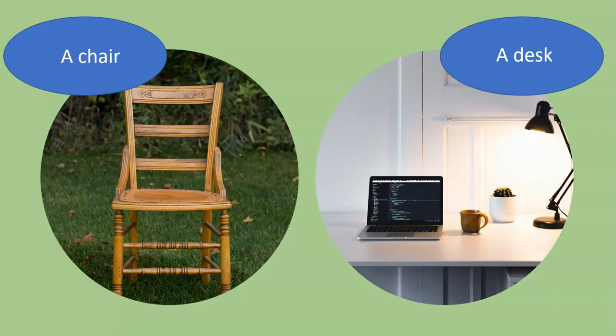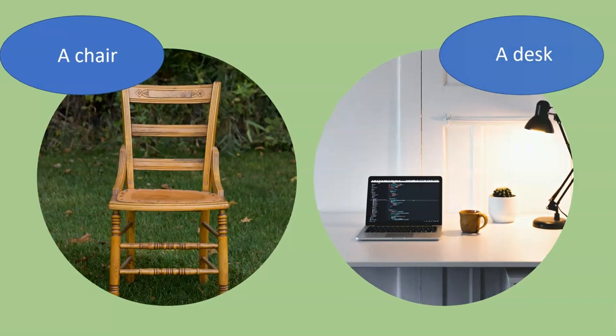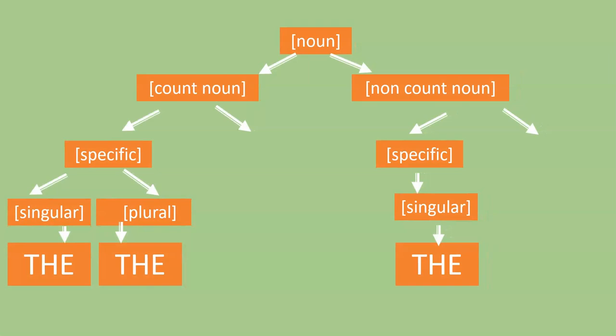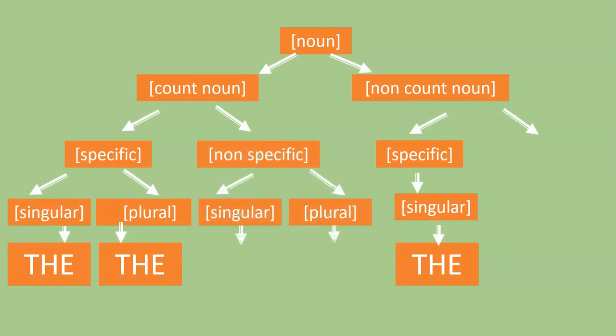Just so you know, I will also not talk about the difference between a and an in this video. So to complete my article tree, we talked about the specific nouns. Now let's talk about the non-specific. If we're talking about a noun that is countable but non-specific, if it's in the singular form, then we are going to use a or an. If it's in the plural form, we are going to use the zero article, or in other words, we are not going to use articles.